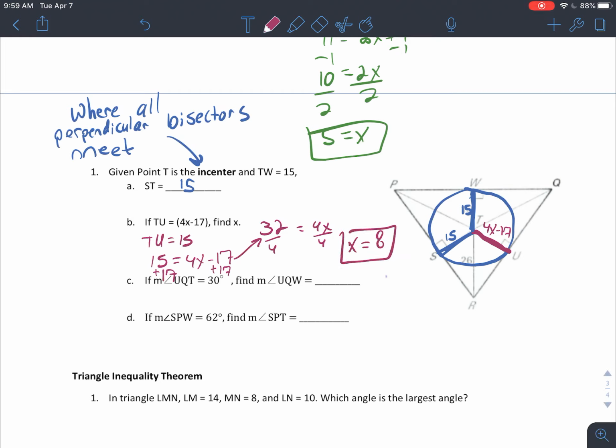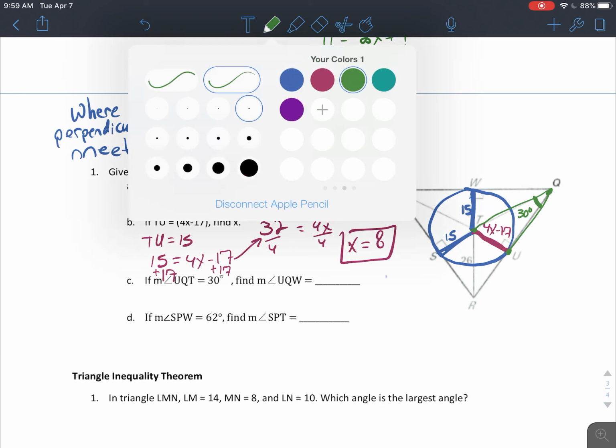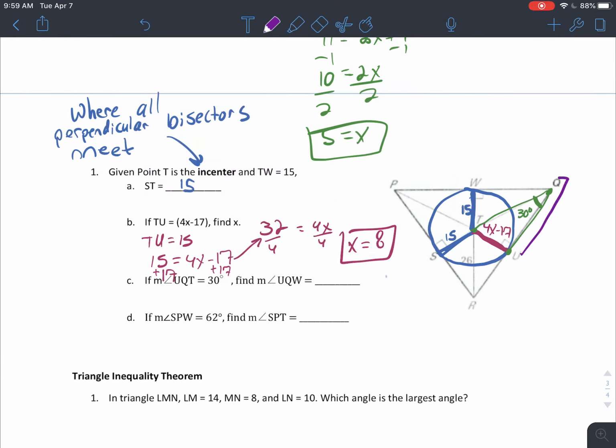Next question says, if angle UQT is 30 degrees, so let's find that. Start at U, go to Q, and end at T. So that's this angle right here. That's equal to 30 degrees. It says find angle UQW. So U to Q to W would be this big angle right here, right?